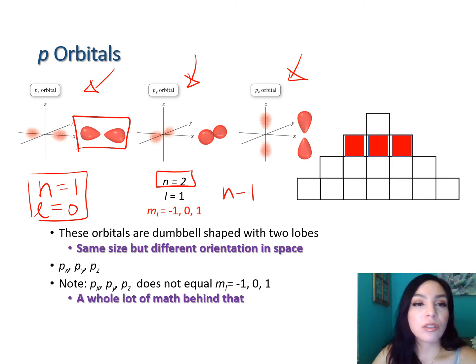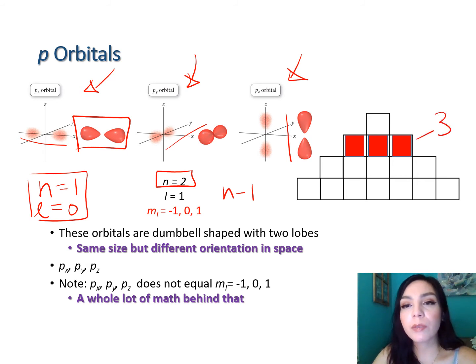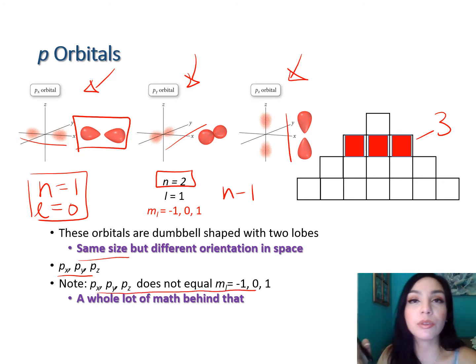So they're arranged on the different axes. You have 3 different p orbitals. They're the same size. We denote them as px, py, pz for the different axes, but do note that this does not mean, okay, px corresponds to ml equals -1, py corresponds to 0, and so on. It does not mean that each one corresponds to each one. There's a whole lot of math behind that you don't have to know, but just know that they don't necessarily correlate with each other.